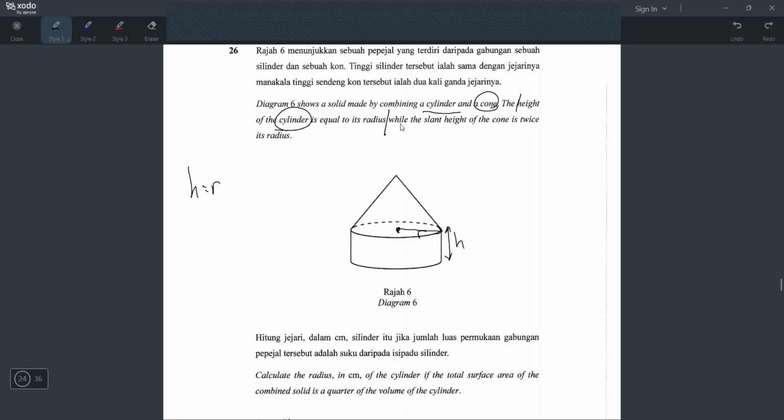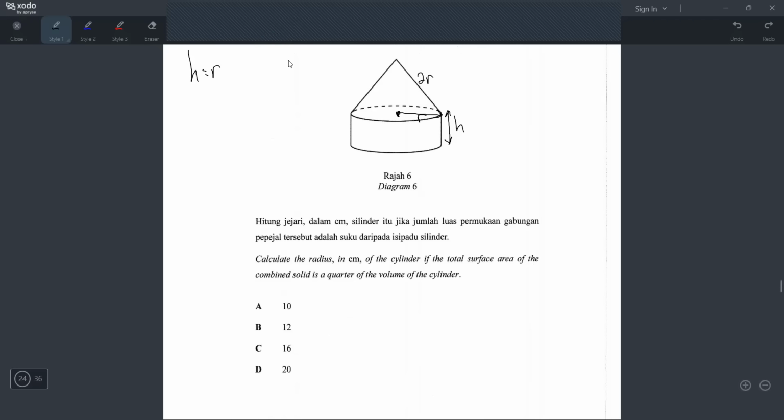Okay. And then it says that the slanted height of the cone is twice the radius. But if you look carefully, the radius of the cylinder is the same as the radius of the cone, right? Because they are joined together like this, the radius of the cylinder will be the same as the radius of the cone. And the slanted height of the cone is twice the radius. It means this is 2 times r, right? So with all this information, what do they want to find? Calculate the radius of the cylinder, which is the same as the radius of the cone, if the total surface area of the combined solid is a quarter of the volume of the cylinder.